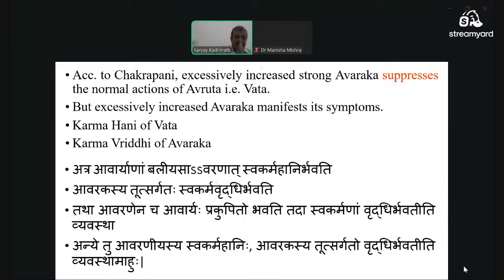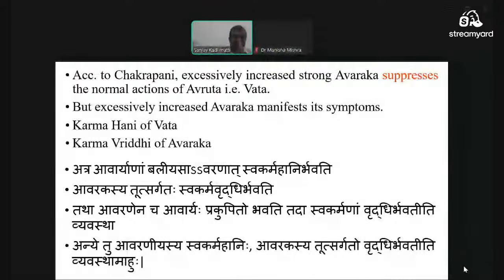This is the commentary of Chakrapani. Atra avaryanam baliyasa avaranat swakarma hanir bhavati. See, avarya, weak; avaraka, baliyasa, strong. Swakarma hani of avrata, vata swakarma hani, no symptoms of vayu. Avarakasya tu, that which is covering, utsargataha, as it is increased much, swakarma vruddhir bhavati. If symptoms are manifested, swakarma vritti, its function will increase, it will show its symptoms.